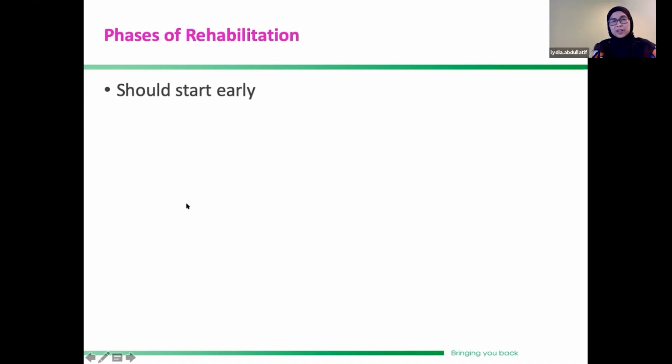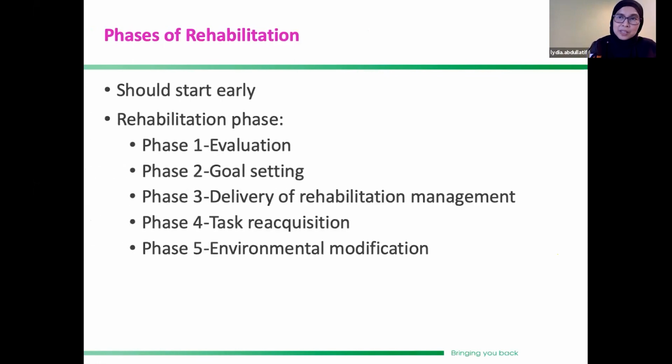Okay, so phases of rehab. Rehab starts very early. At least for us in UMMC, we get referrals very early. That's very good. And then once we get the patient, the process of rehabilitation will be evaluation. That means we do a detailed evaluation of their rehabilitation impairment. Then we set the goal, because if you remember, it is very individualized. And then we start giving the rehabilitation management. And then patients start to acquire the skills. And if needed, we may also do environmental modification.